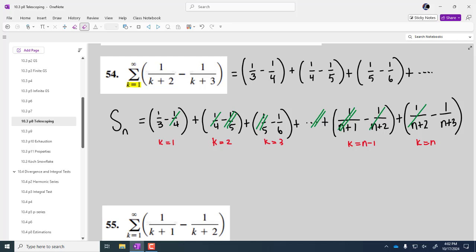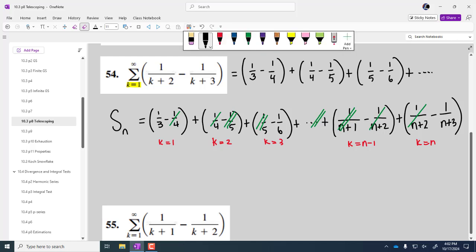In this case, yes. Wouldn't that be in every case? No. It depends on the difference between the denominators. There's a 1 difference between the 3 and the 2. So if it was k plus 2 and k plus 4, there would be 2 in the front and 2 in the back. Okay. Yep.